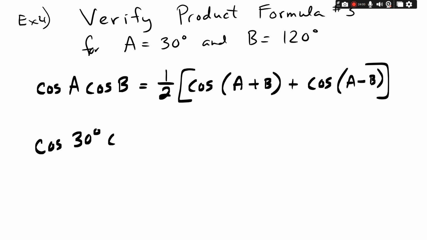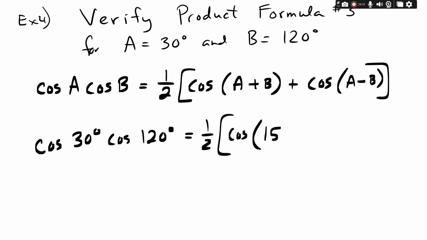So cosine of 30 degrees times cosine of 120 will be the same thing as 1/2 of cosine of, okay, let's see, A plus B added together. So 30 and 120 makes 150. And then we have 30 minus, carefully here, 30 minus 120, negative 90. Okay, sounds good. All right, so let's go with it here. So I think we know this here. So cosine of 30 degrees.